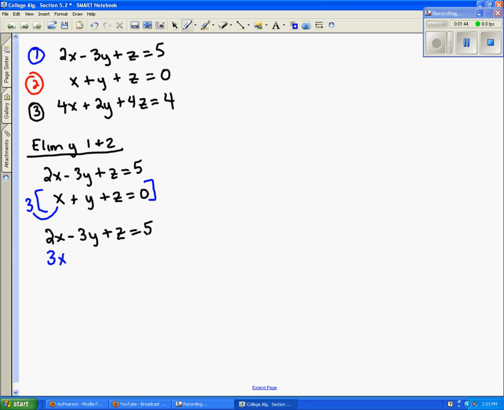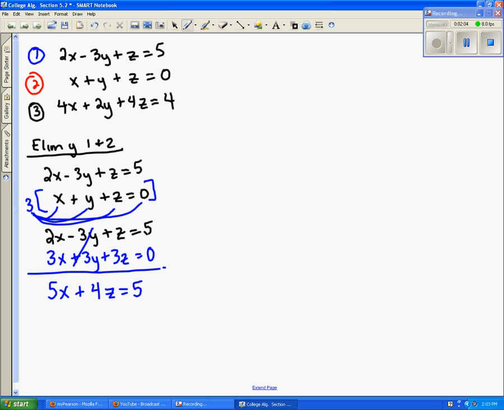So I have 3x plus 3y plus 3z equals 0. Now I'm going to add down, and I'm left with 5x, my y's eliminate, which was my goal, plus 4z equals 5. Now, I eliminated y from equations 1 and 2. Now I need to eliminate the same variable, y, but I'm going to use equations 2 and 3 this time.